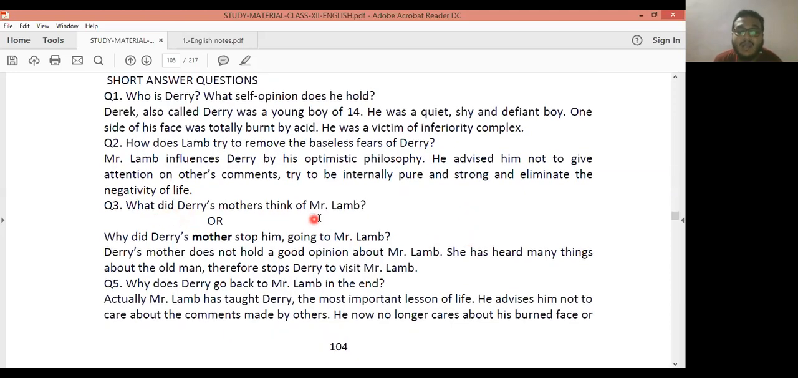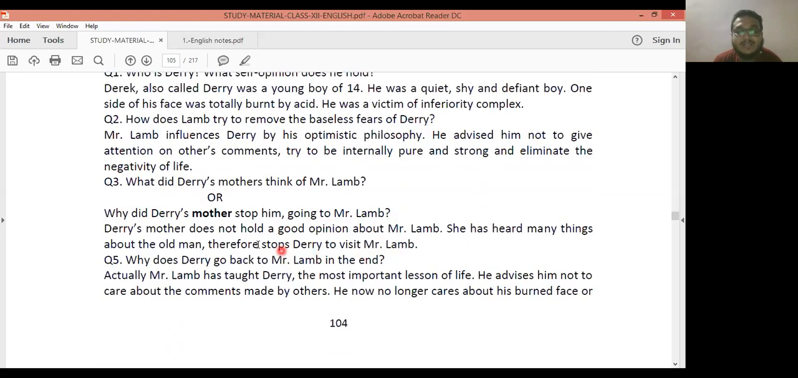What did Derry's mother think of Mr. Lamb, or why did Derry's mother stop him from going to Mr. Lamb? Derry's mother does not hold a good opinion about Mr. Lamb. She has heard many things about the old man, therefore she stops Derry from visiting Mr. Lamb. Okay, this is the reason. See, when you listen about somebody, you cannot focus on your life. So don't just listen, be practical, understand, verify the thing, and do it. Similarly, in some parts, Mr. Lamb also raised the question to Derry: do you only listen, or do you only hear? Okay.